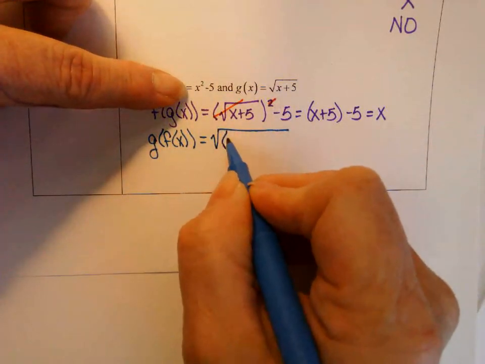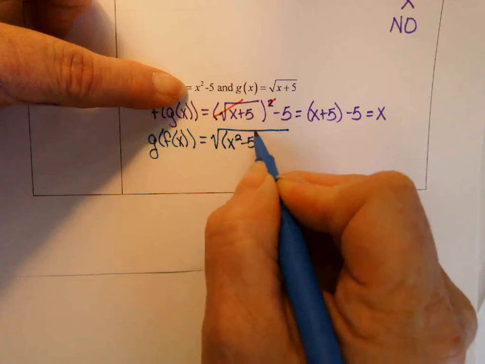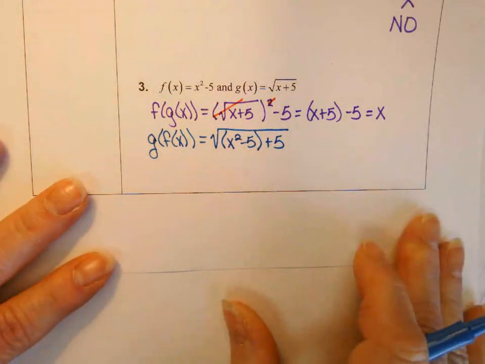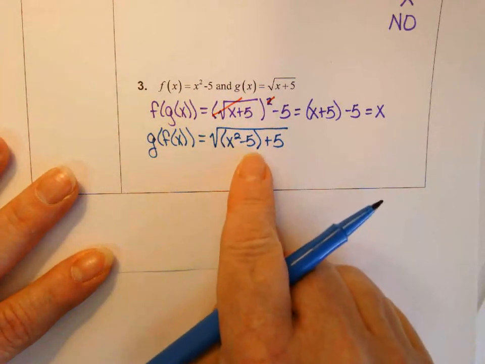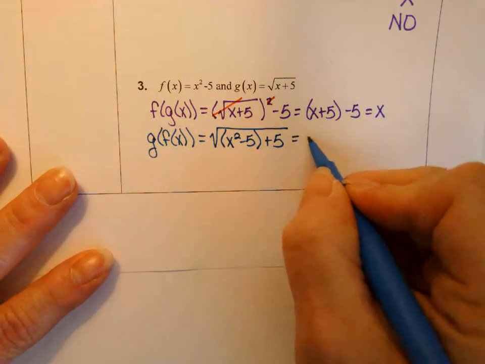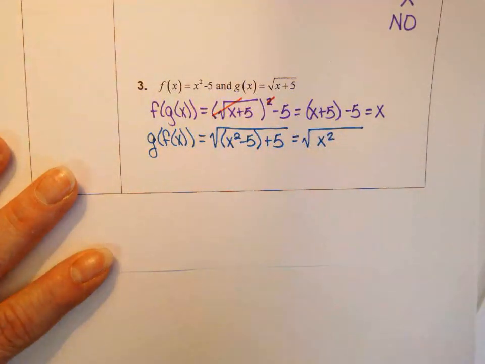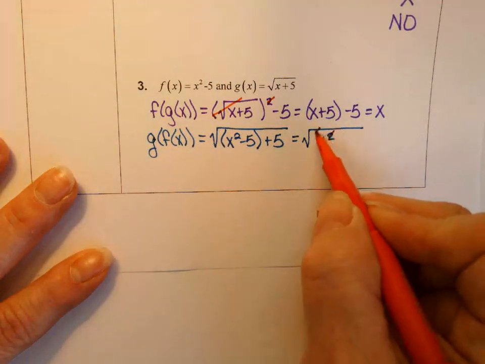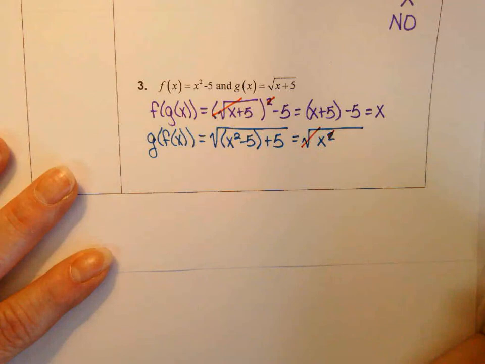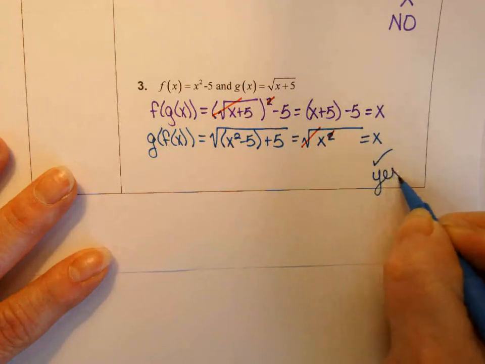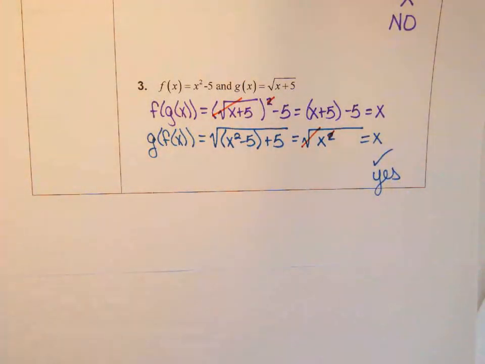X has to be replaced with x squared minus 5. And then keep your plus 5 from g of x. Clean this up first. Square root of x squared. 5 minus 5 is 0. And you know that the squared and the square root are inverses of each other and cancel out. So this simplifies to just x. So yes, these are inverses, and you have verified it.